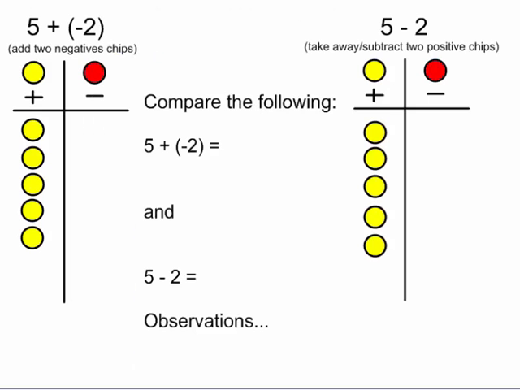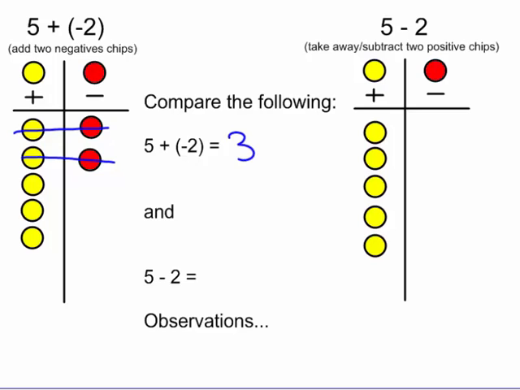We'll do a little comparison here of two ideas that are very similar, as we will see. If I have 5 plus negative 2, I'm adding 2 negative chips to my positive 5 group. If I add 2 negative chips, you can see that these will zero out, and I'm left with an unbalanced value of positive 3.